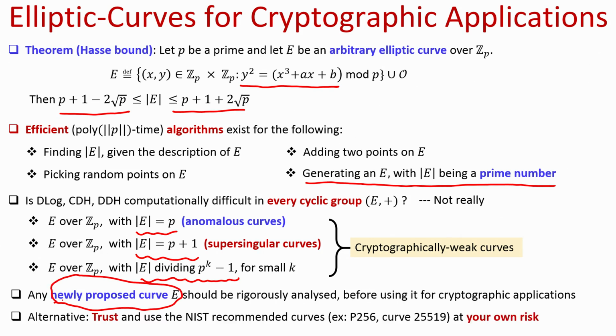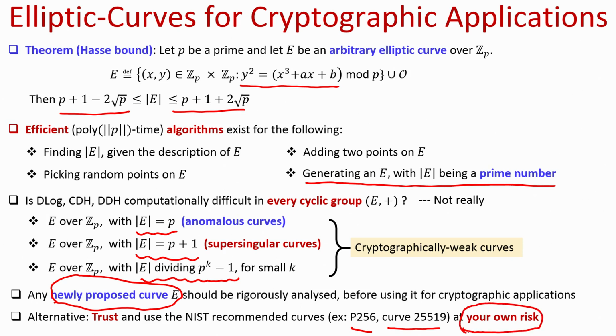So, an alternative is that you can trust and use any of the NIST recommended curves, for example, the P256 curve or curve 25519, which have been rigorously analyzed by NIST, and they claim that they have not found any weaknesses in those curves in terms of solving the D-log problem. That means there exists no polytime algorithm to compute the D-log of any randomly given point on those curves, but you should trust the claim of NIST at your own risk.